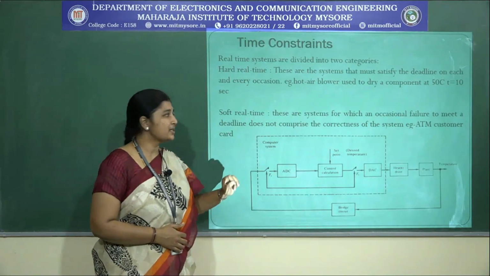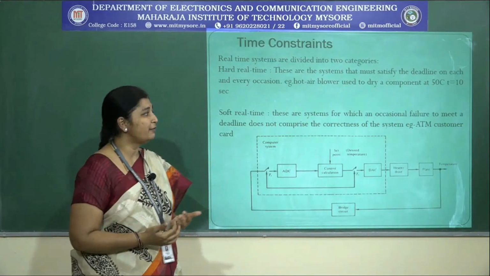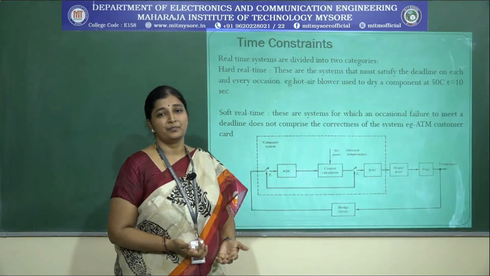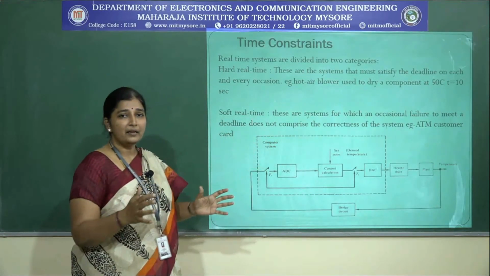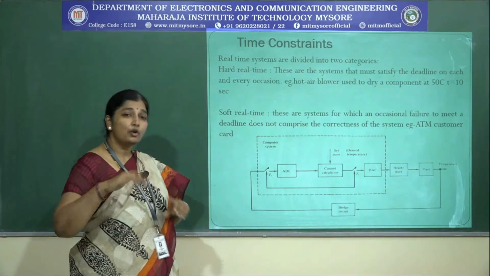What is a soft real-time system? These are the systems where an occasional failure to meet the deadlines does not compromise the correctness of the system. So even if there is an error in the system, what will happen? The correctness of the system can be dealt with.